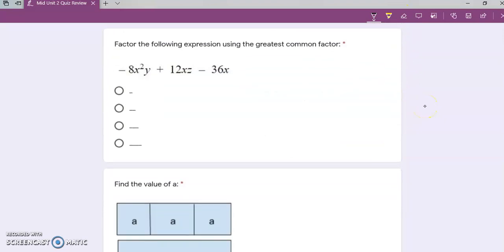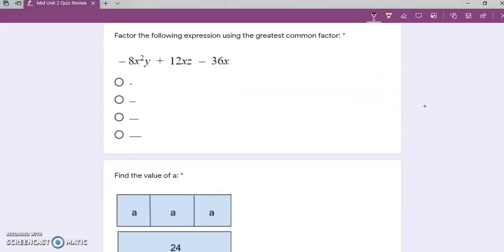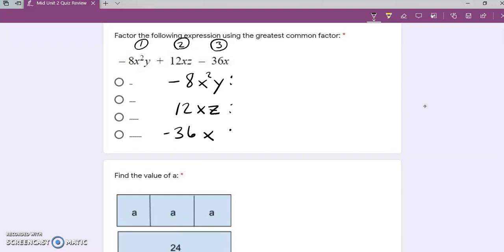Okay. Next question. Factor the following expression using the greatest common factor. So I have 3 terms here. I have the first term, the second term, and the third term. So I'm going to write them and list them out. Negative 8x squared y is my first term. 12xz is my second term. And then negative 36x is my third term. So I have them all set up here.